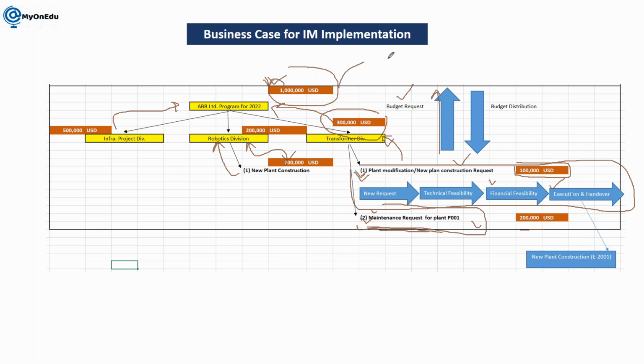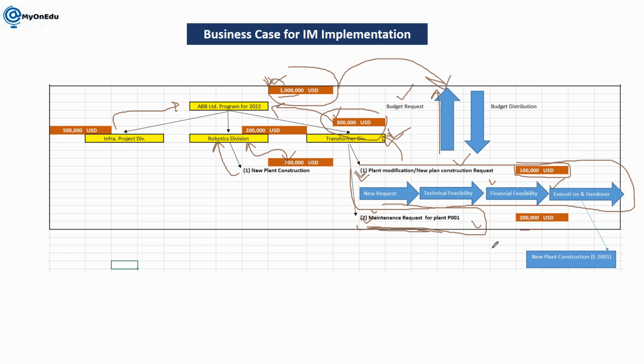Once it is approved as a budget, then it will be distributed. So let's say you have proposed 1 million, but only 800,000 is approved. Or let's say the management is saying 80% of your proposed value will be approved as a budget. So when I'm coming here, 300, 80% of 300,000 is 240,000. 240,000 is approved here. Now it's the responsibility of the divisional head to distribute this amount for further project execution.